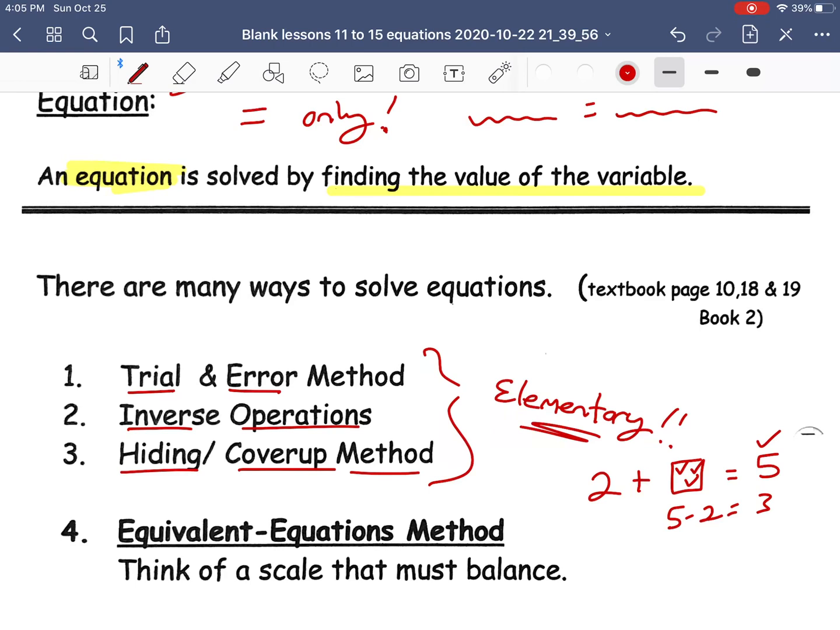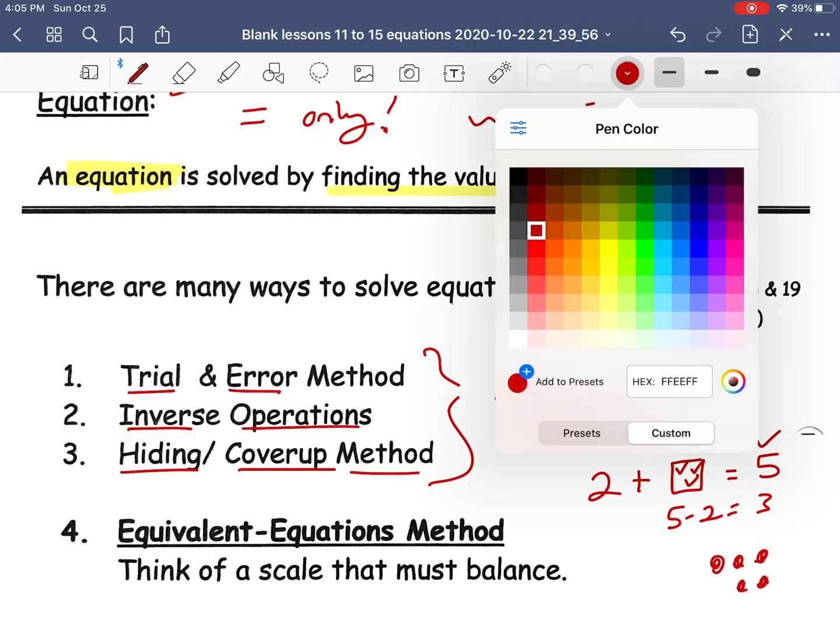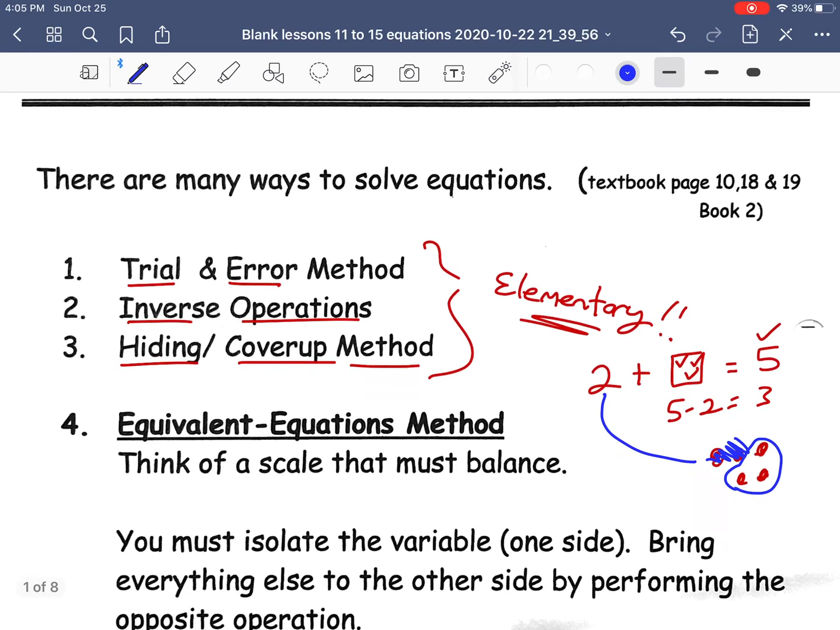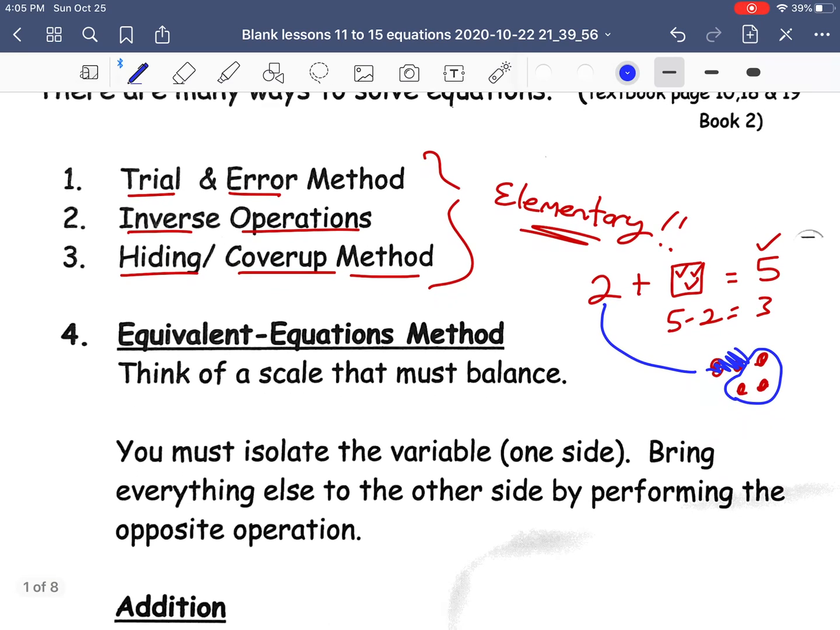Hiding and covering something up: let's say you actually had 5 things, and you cover up, let's say, 2 things. Well, what's left over would be your answer. So we've done all kinds of things like this in previous math knowledge. We're going to really focus on the equivalent equation method.